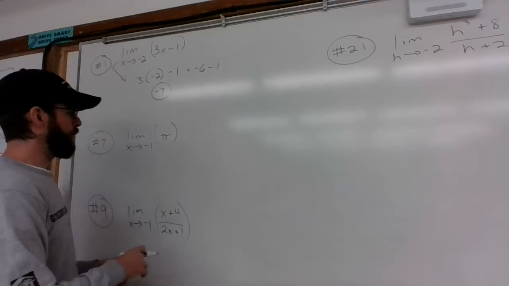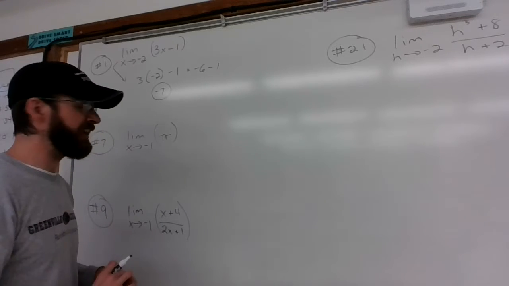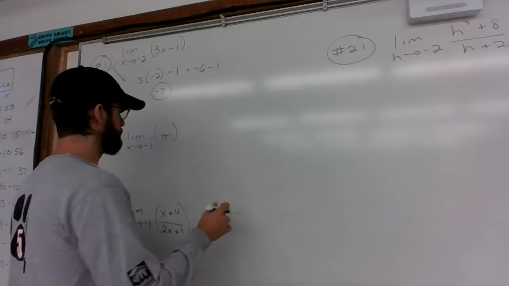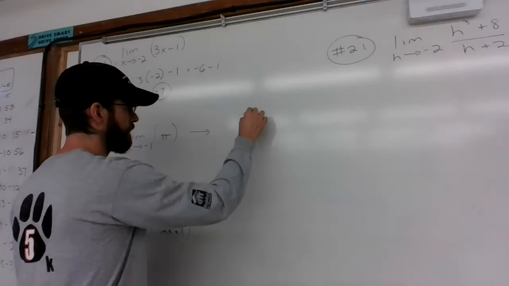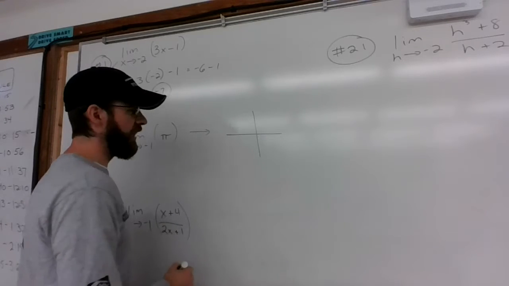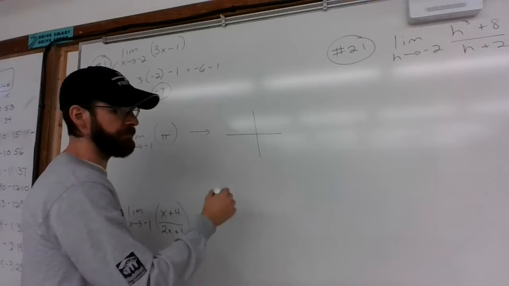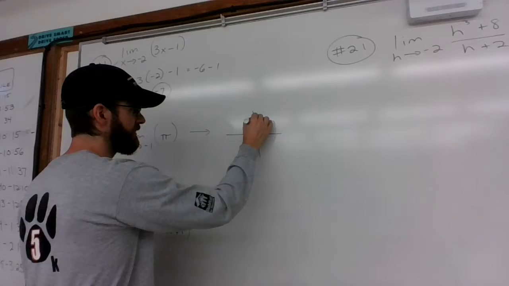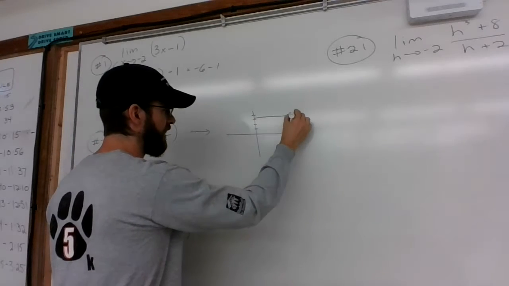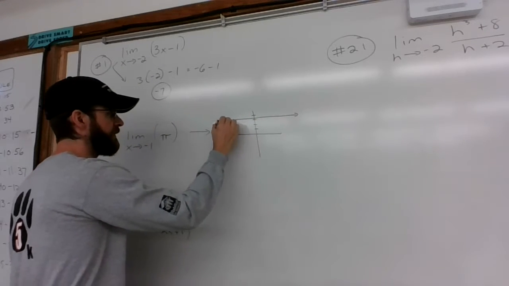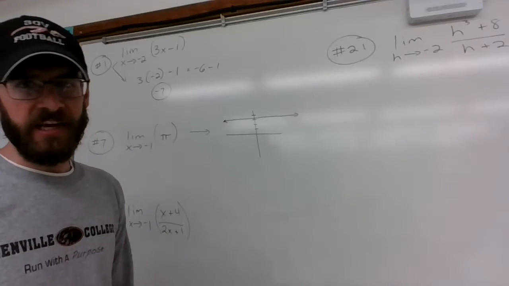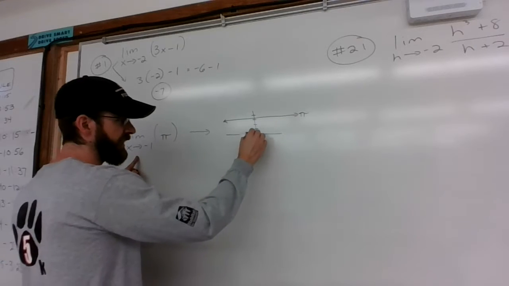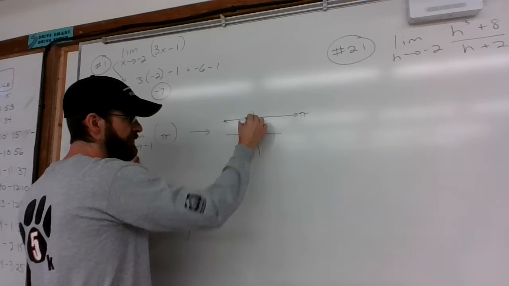Pi? Well, think about it like this. What does the graph of pi look like? It's a constant value, 3.14... So here's 1, 2, 3, 4. It's like a horizontal line that is steady Eddie pi units. Always pi. So the limit as x approaches -1, the y value is pi.